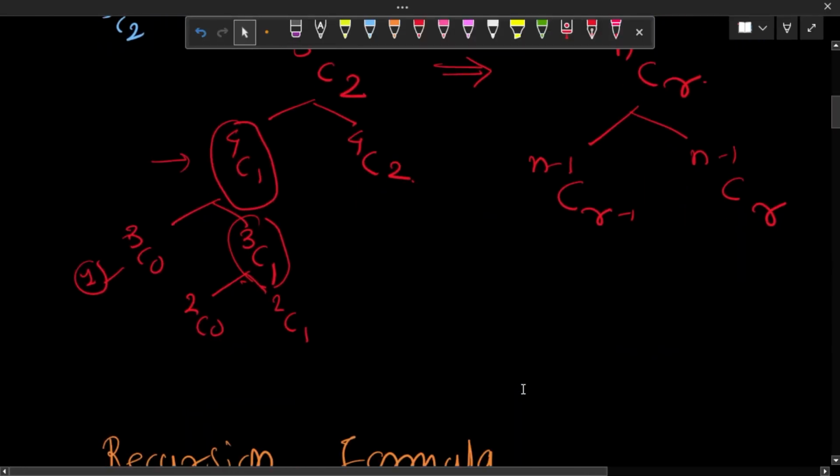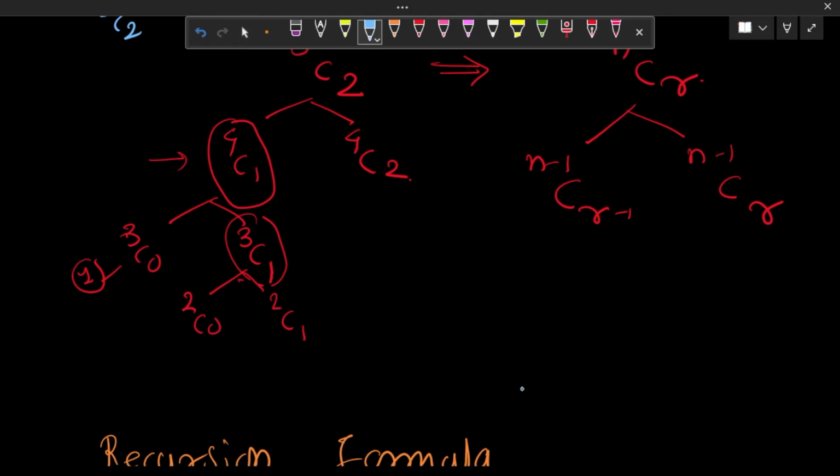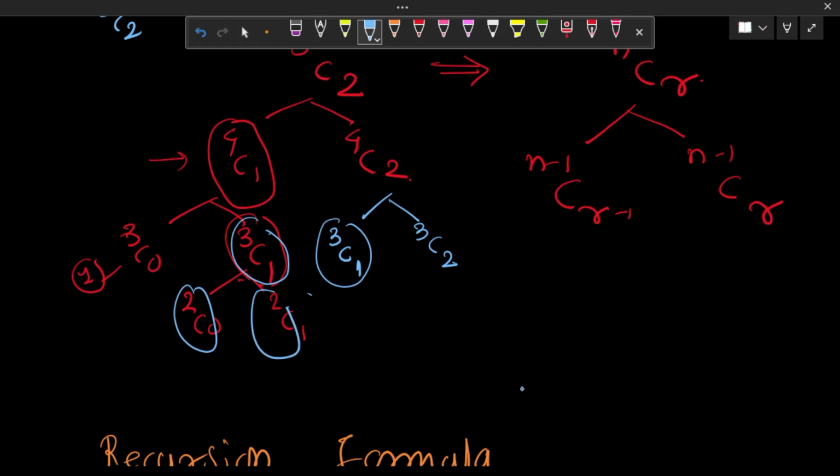If you see this, it also comes with 3C1 and 2C0. If I just extend it, what will it have? 3C1. Okay, this is already here. And if you extend this, it will become 3C2. Now if you do this, it will again repeat from these test cases. So I am looking at repeated test cases. Can I do memoization for this? Yes, we can. So let's try to memoize it.